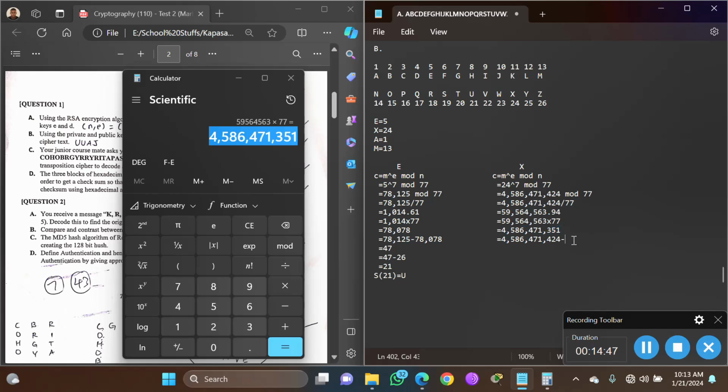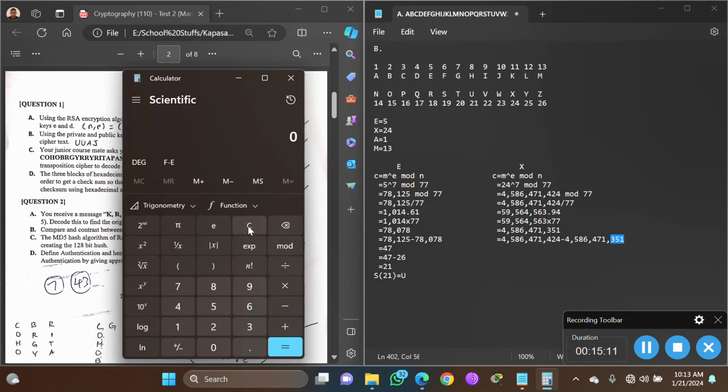Okay, so now as you can see, starting from this part up to here, they are the same as this part up to here. So it's more like 424 minus 351 to reduce it. So we say 424 minus 351. So the answer is 73.